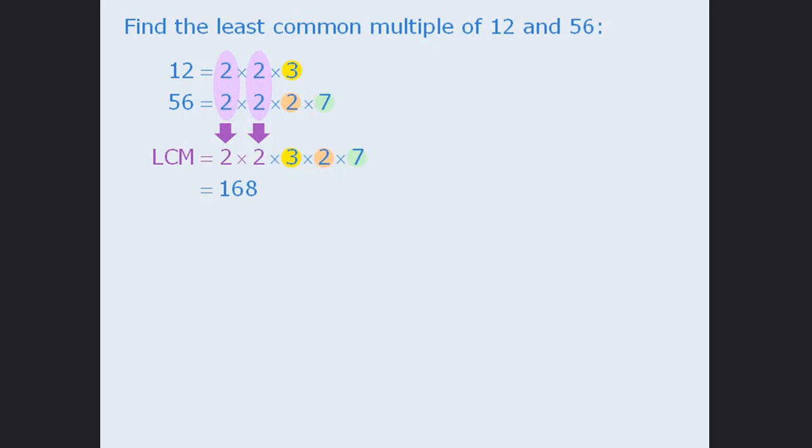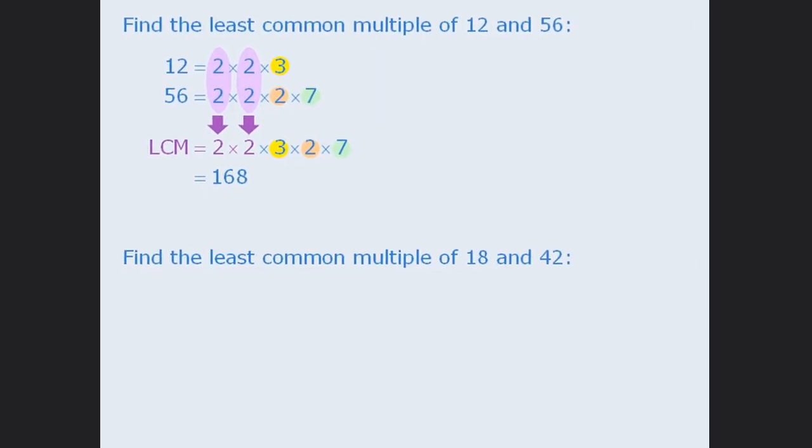Let's try another example. Let's find the least common multiple of 18 and 42. So first, we'll find the prime factorization of each number. Then we'll note the prime factors that the two numbers share. Then we'll take all of the remaining numbers and include them in our list. Finally, the least common multiple will be the product of these numbers. So the least common multiple of 18 and 42 is 126. So that's the systematic way to find least common multiples.